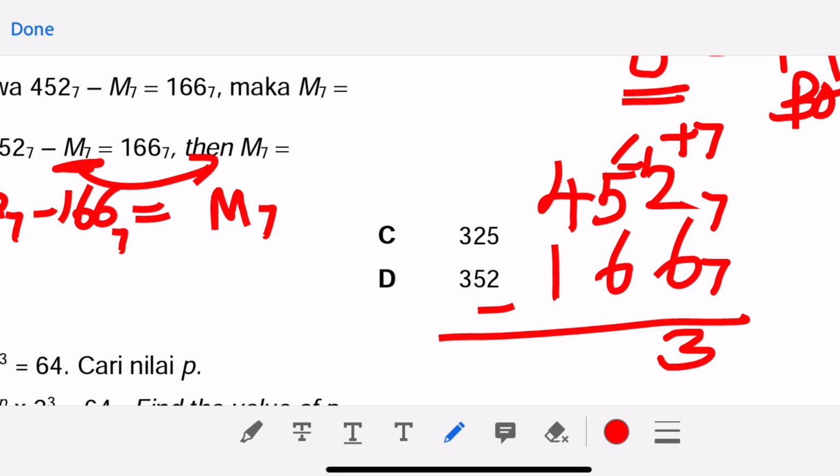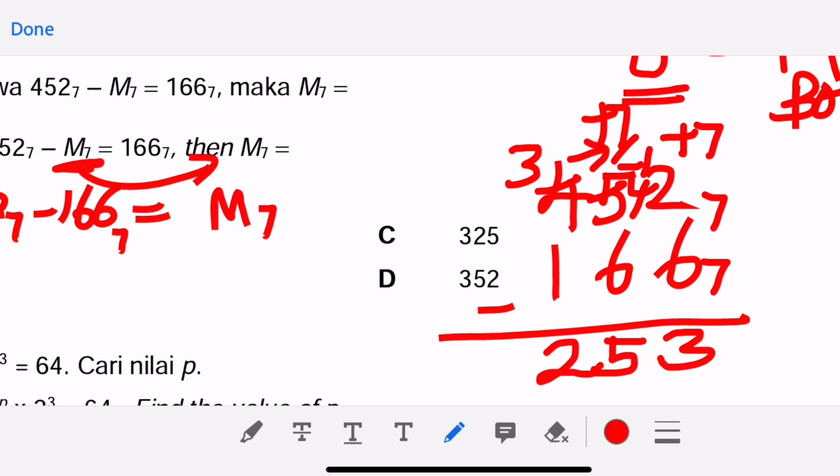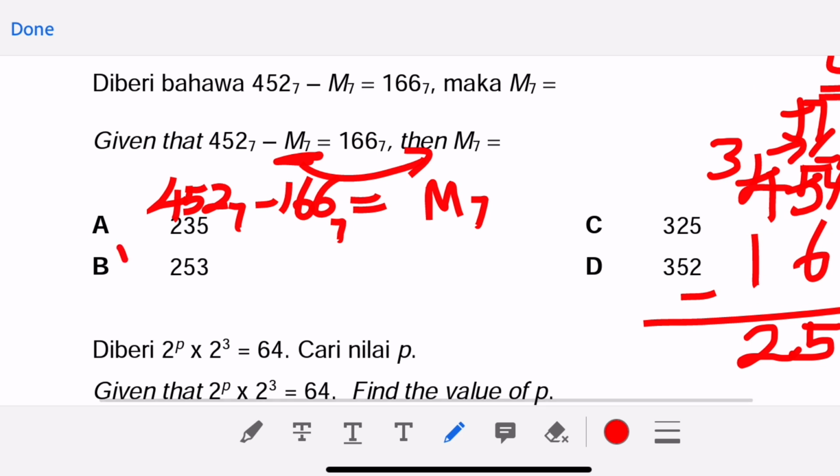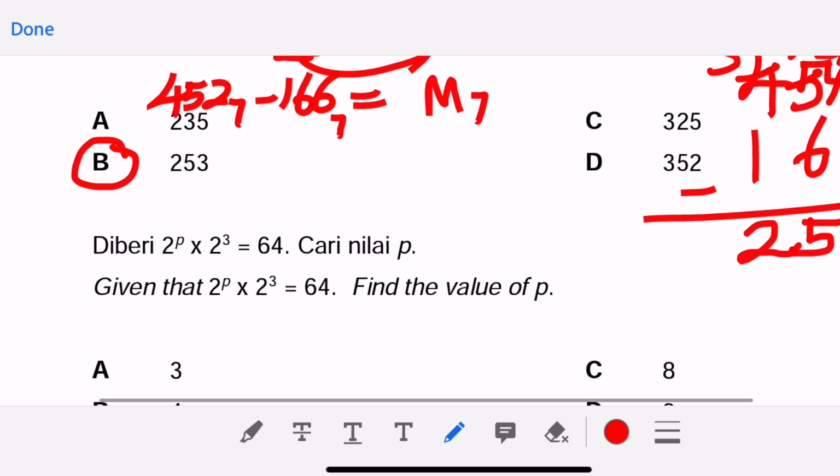Now 4, we cannot minus 6, not enough. So we borrow, we get 7 again. So this one will become 3. Okay, so this one becomes 4, right? So it becomes 7 plus 4, 11. 11 minus 6 will be 5, right? Okay. Then here 3 minus 1 will be 2. So it's 253, right? 253 base 7.